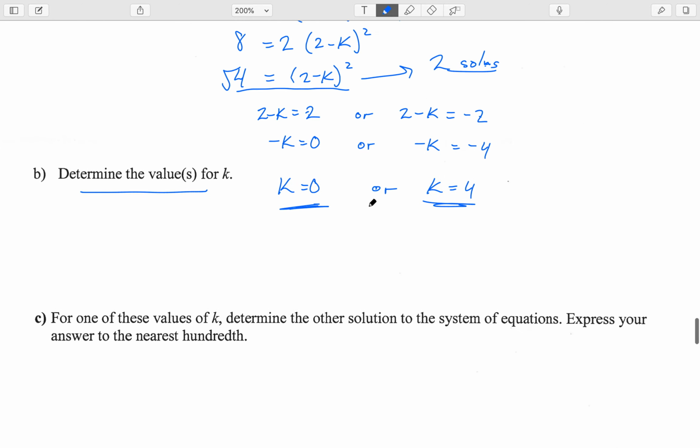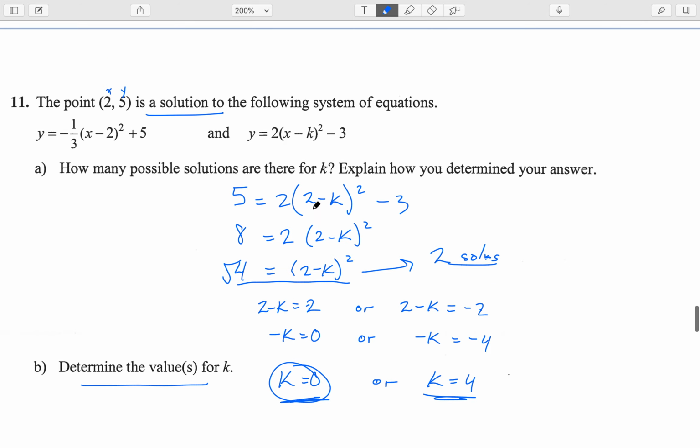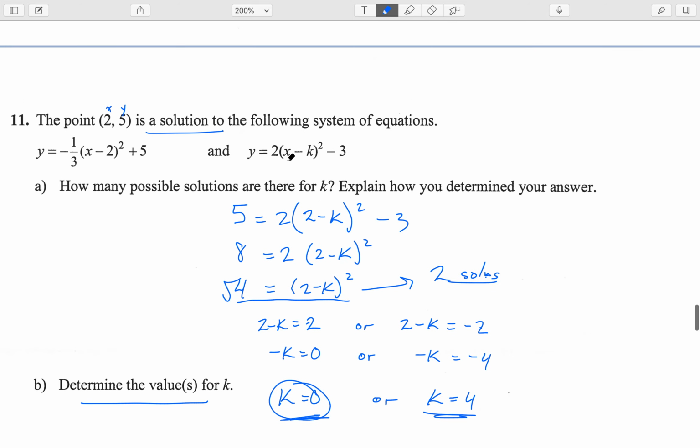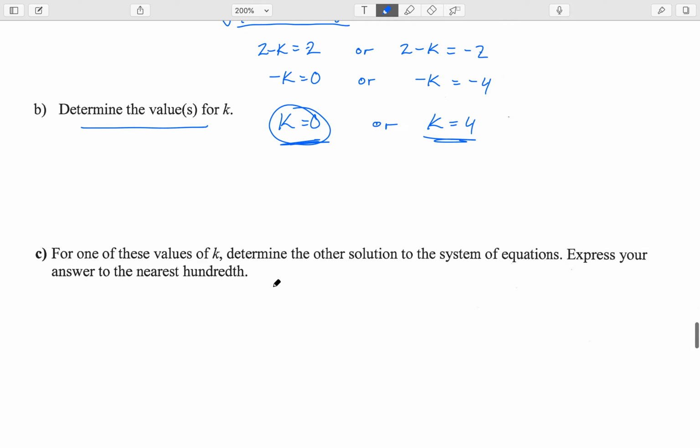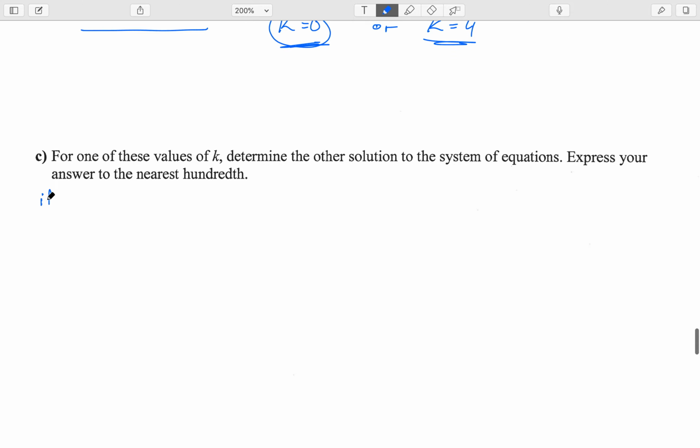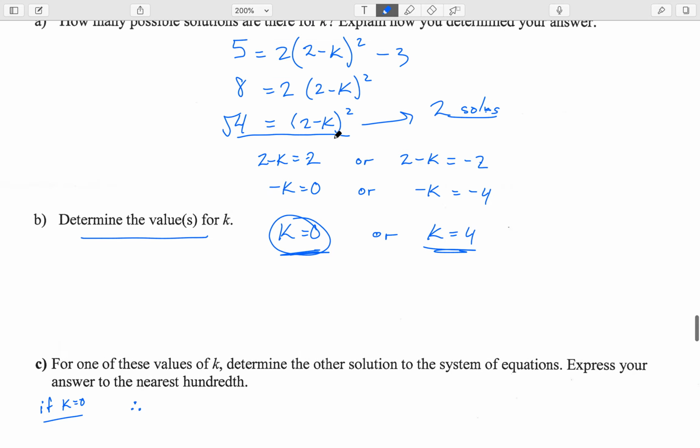We could do either one. I'm going to go for the easier one. Let's say k is equal to 0, right? So if k is equal to 0, that means that this has got to be 0. That means that y is equal to 2x squared minus 3 is one of my equations. So I'm going to pick k equal to 0, expressed to the nearest hundredth. Let's see. Therefore, I know here are my two equations.